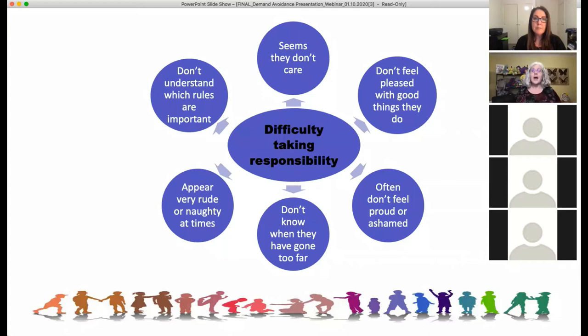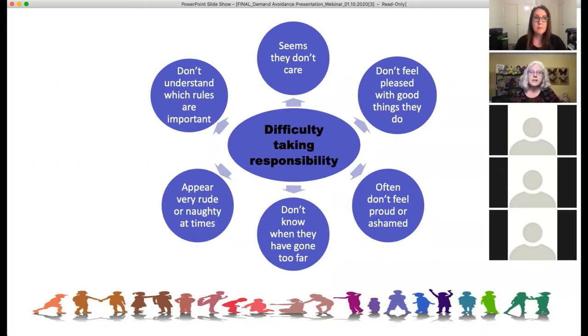And so what happens is they actually find a great deal of pressure when they do a task. They really find a lot of pressure around repeating the task, because of the implied demand of our praise. And I'll talk some more about that later. They appear incredibly rude and disrespectful, and that is often misunderstood.